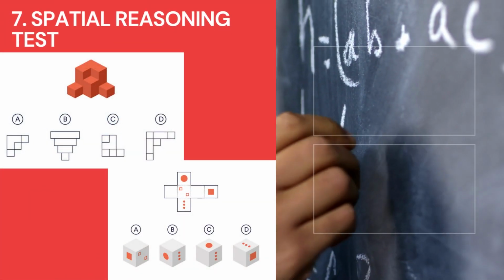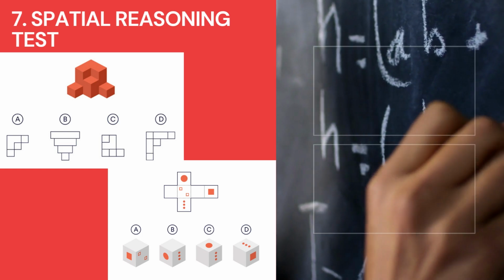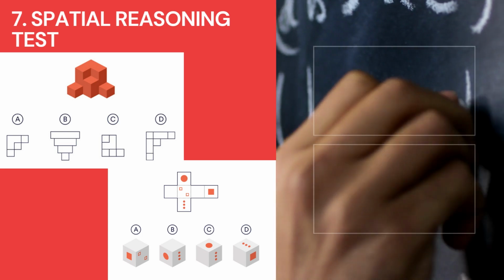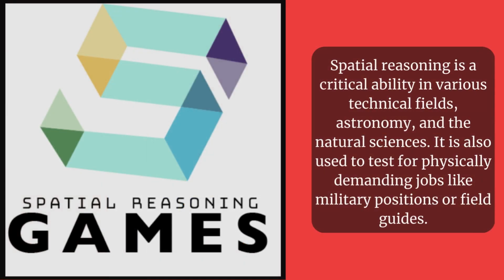7. Spatial reasoning test. This measures the candidate's innate ability to remember shapes, detect patterns in their structure and sequence, and manipulate them without physically touching them. Spatial reasoning is a critical ability in various technical fields, astronomy, and the natural sciences. It is also used to test for physically demanding jobs like military positions or field guides.